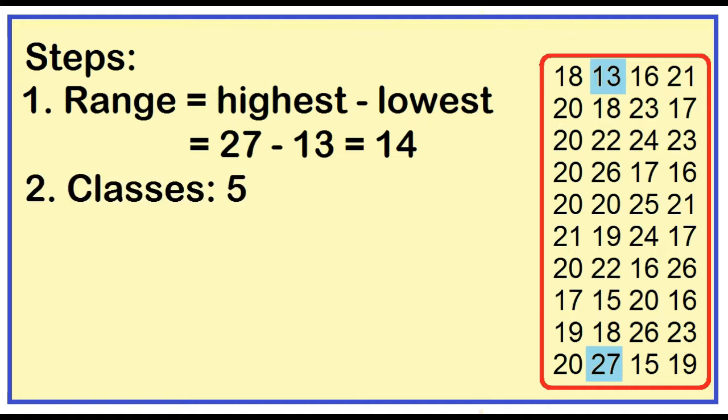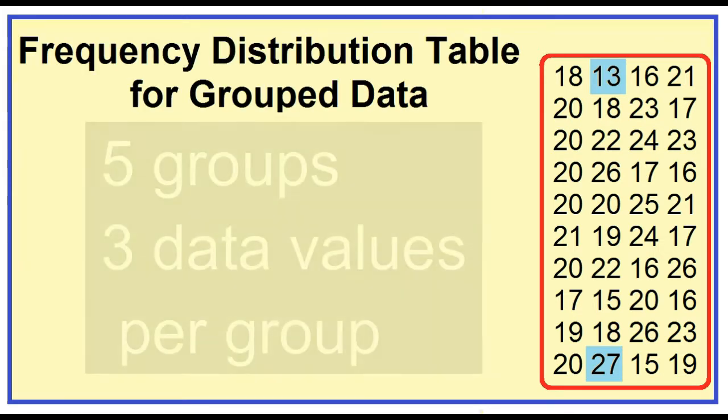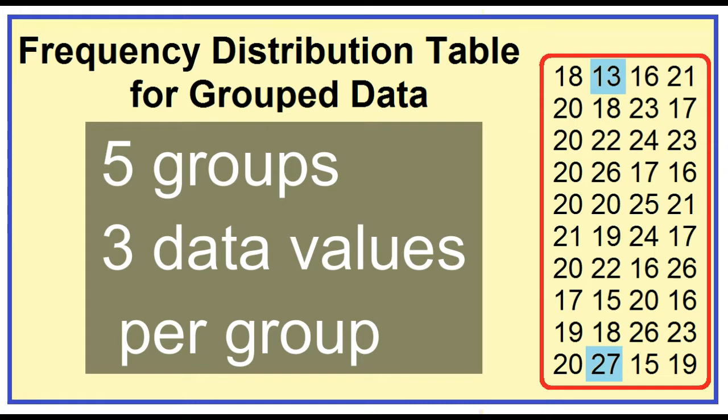Step 2. Decide on the number of groups or classes. In this example, the number of groups or classes is 5. Step 3. Divide the range by the number of desired classes to find the class width. 14 divided by 5 is equal to 2.8, which is approximately equal to 3. Don't forget to round up. Our goal here is to divide the data into 5 groups or classes, each containing 3 numbers.